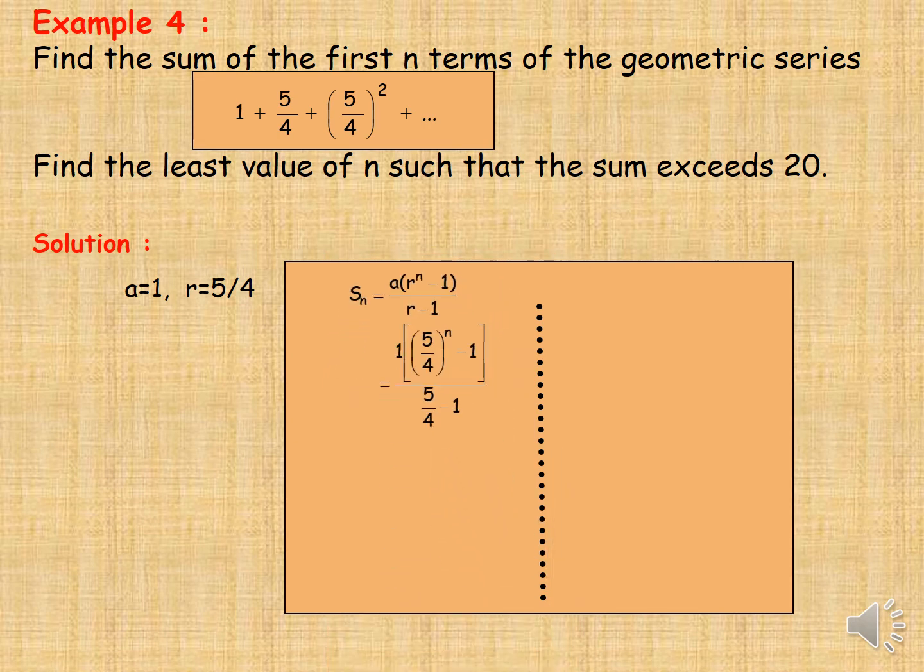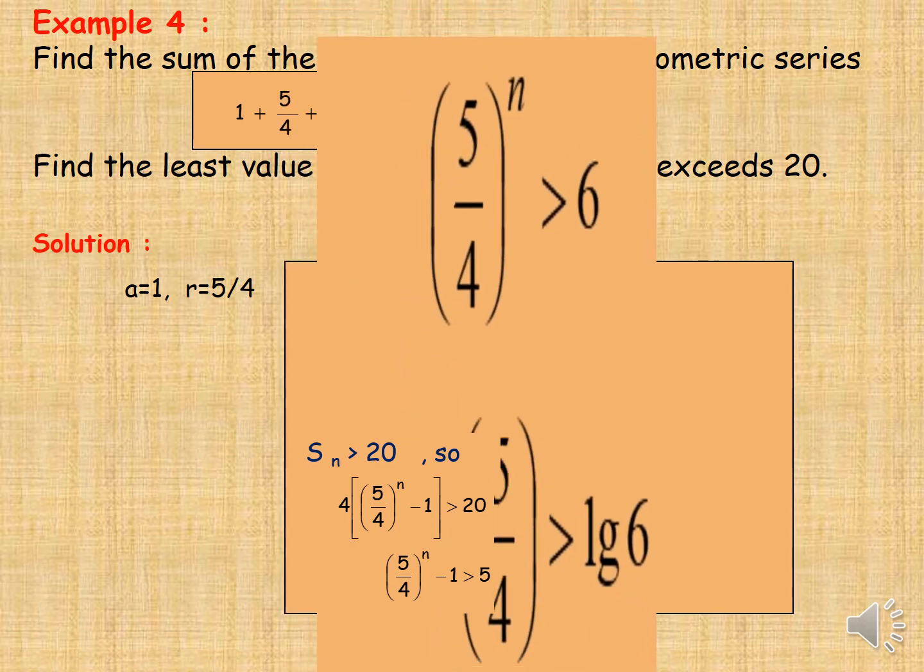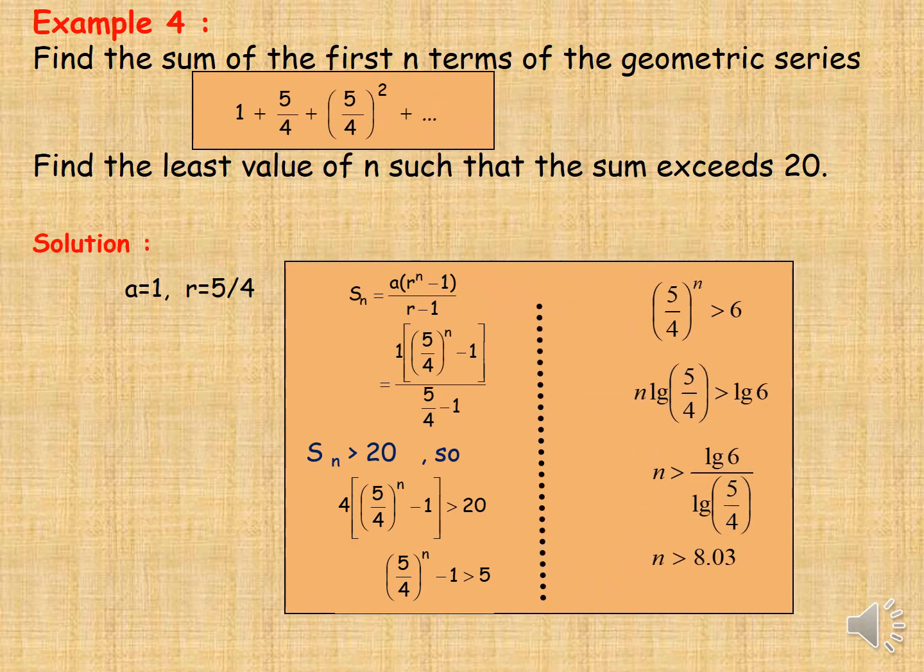From the above information, Sn is greater than 20. So, substitute Sn greater than 20 and simplify until we get n is greater than 8.03. So, the least value of n is 9.